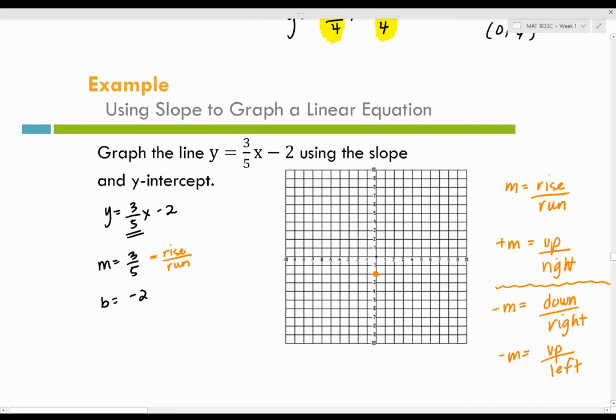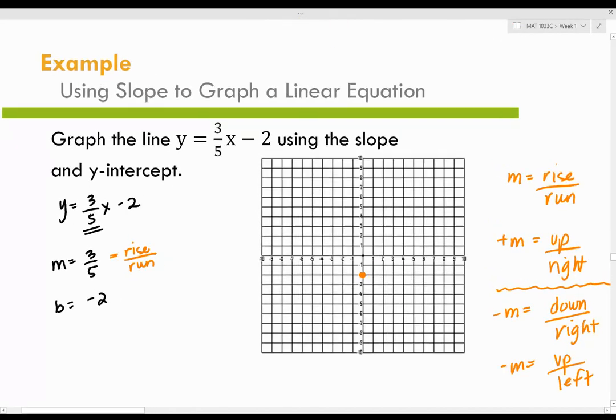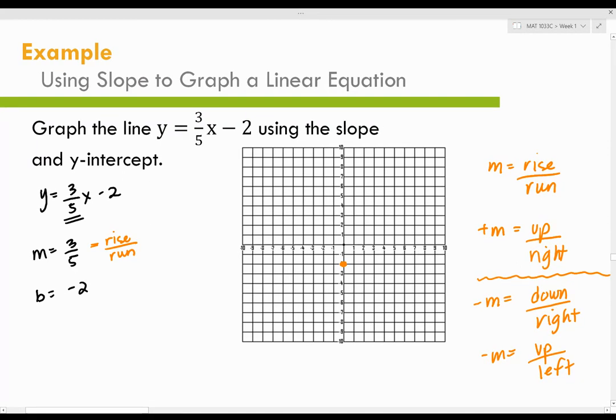Since my slope is positive, I don't have to worry about that negative slope business. So for me, I'm going to rise 3 from my y-intercept. So 1, 2, 3. And then I'm going to run 5. 1, 2, 3, 4, 5. So my second point is up 3, right 5 from my original point. And remember from our previous lesson, I only need 2 points to draw a line, so I can simply connect these.